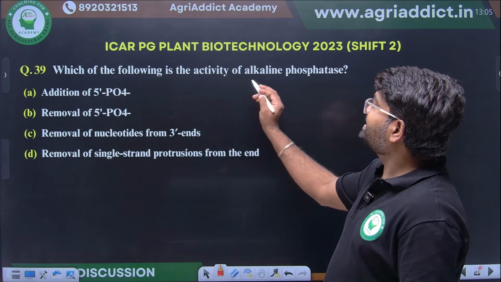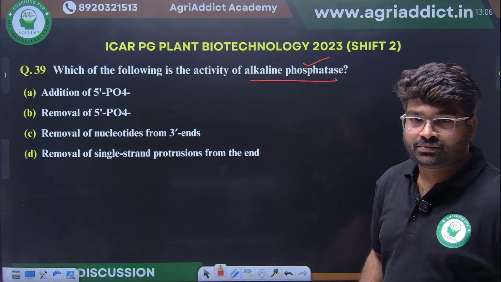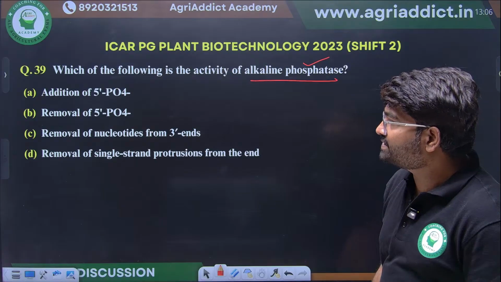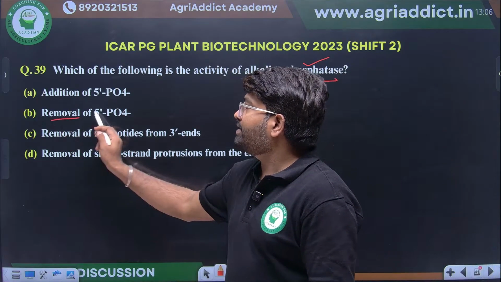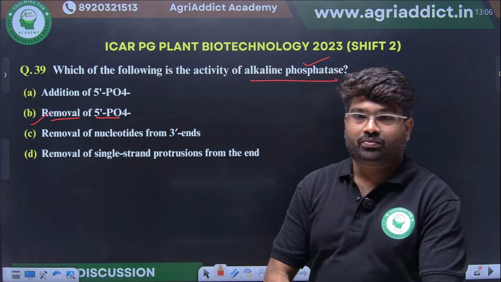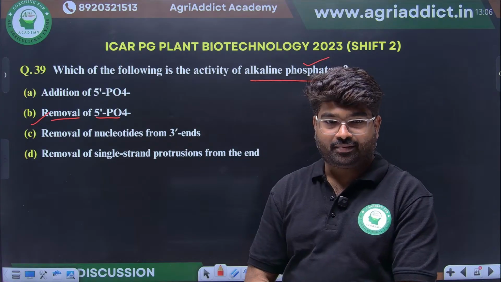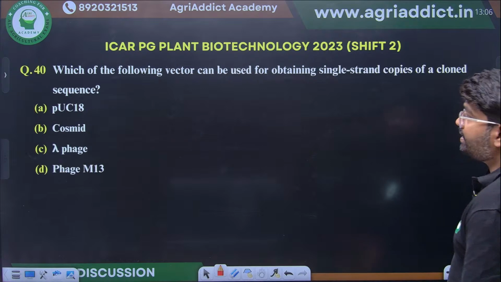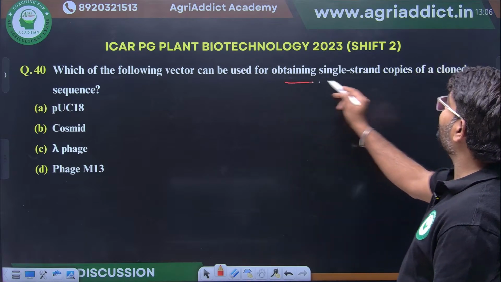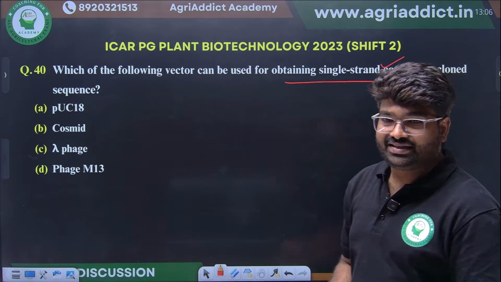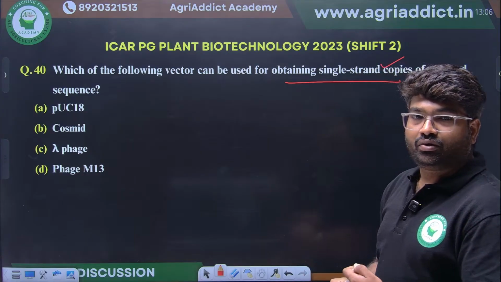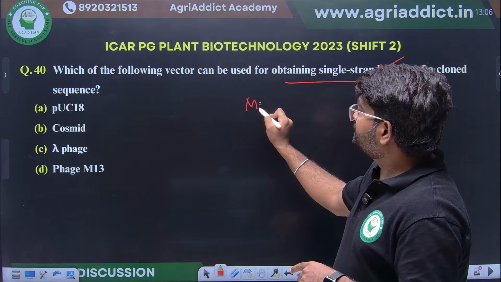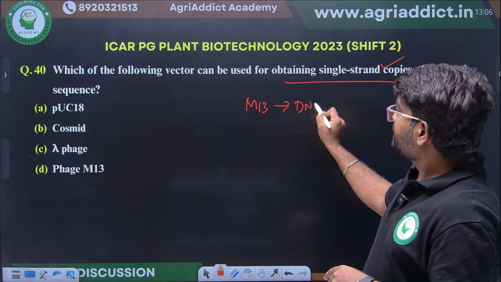Which of the following is the activity of alkaline phosphatase? Phosphatase will remove the phosphate group, so removal of phosphate from the 5' end. Yes, it's very clear. Which of the following can be used for obtaining a single strand copy of a cloned sequence? This I told during our vector class itself. M13 phage will be used primarily for DNA sequencing.